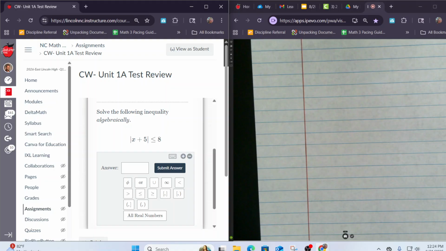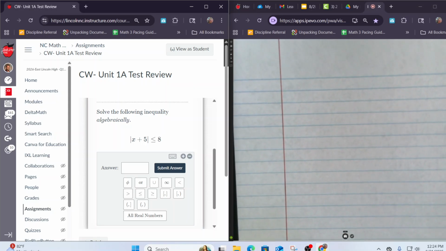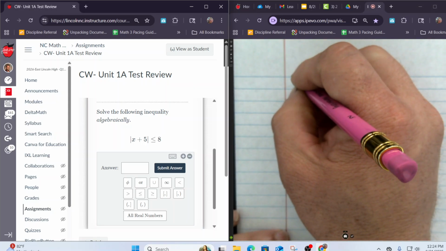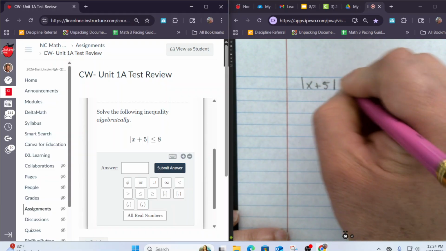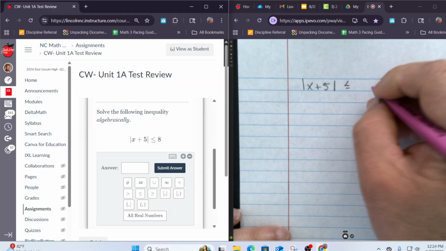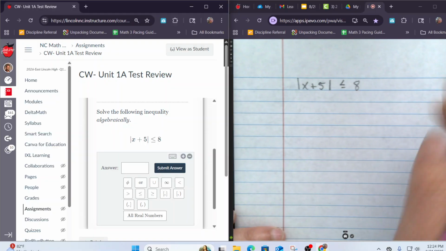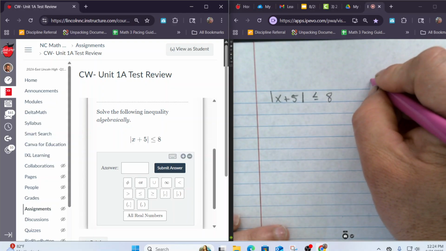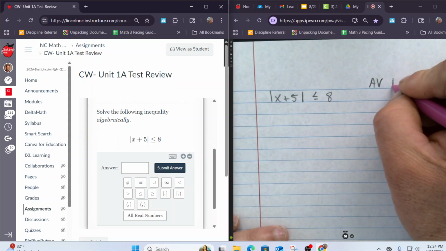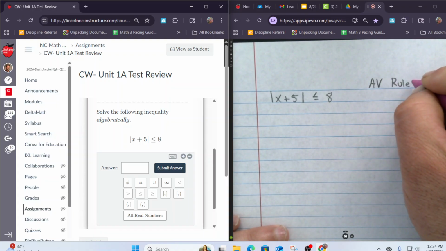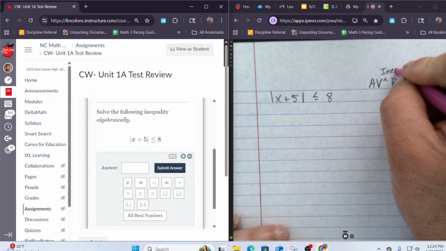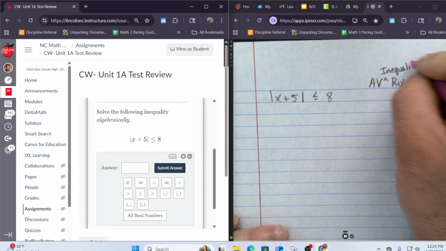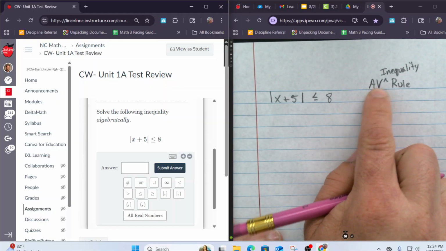Okay, moving on to the absolute value inequality stuff. This is going to be a level 1, so this would be 1 to 2 you'd solve by hand. Okay. I forgot to put inequality there. Absolute value inequality rule.